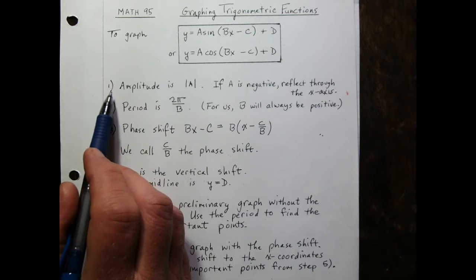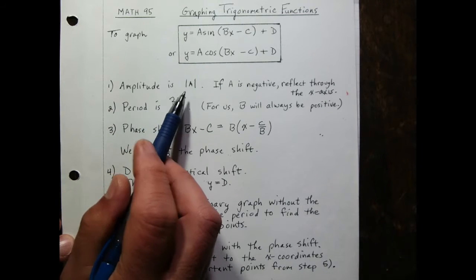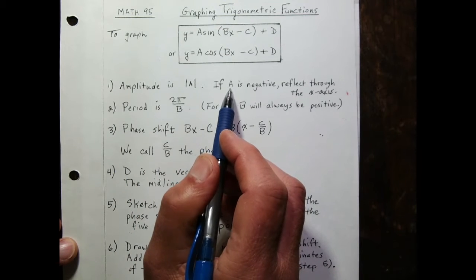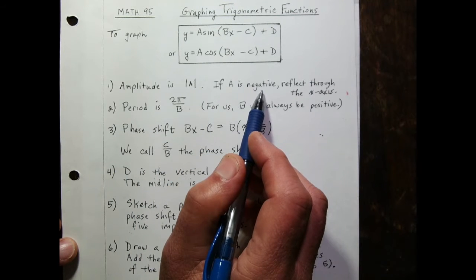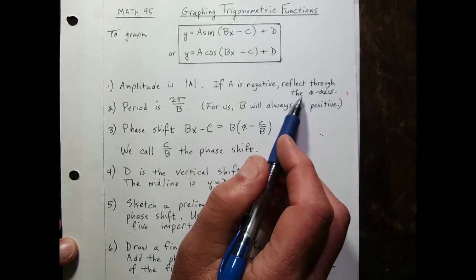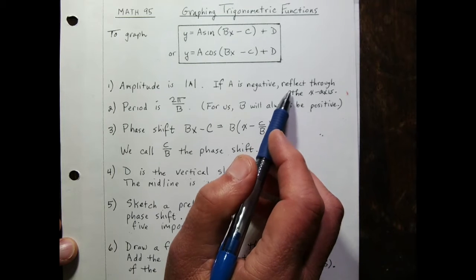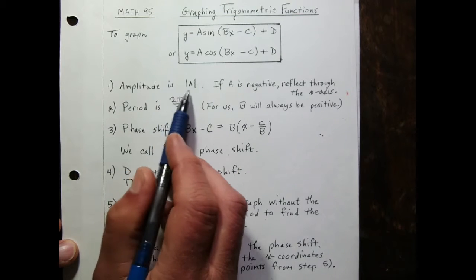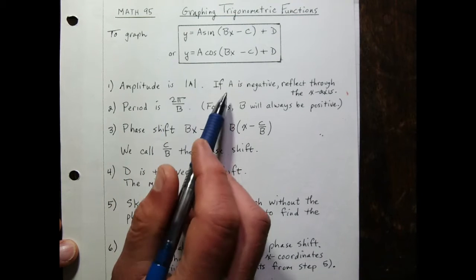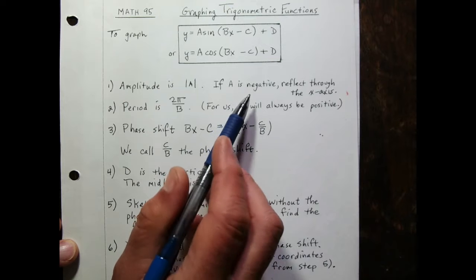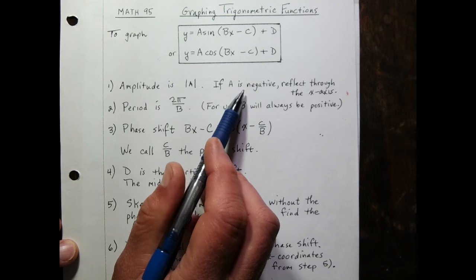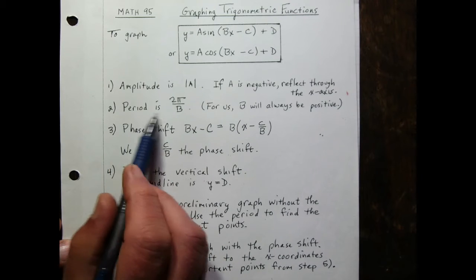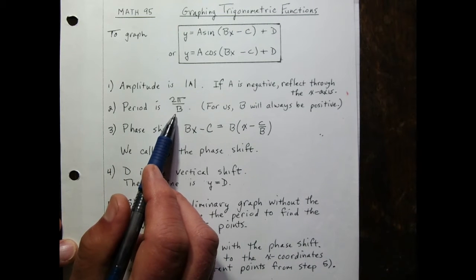So first of all, we know the amplitude is given by the absolute value of a, and we have to remember that if a is negative, we reflect the basic graph of sine or cosine through the x-axis. So amplitude is always positive. We would never say the amplitude was a negative number, but we do have to take the negative a into account when graphing. The period is given by 2 pi over b.